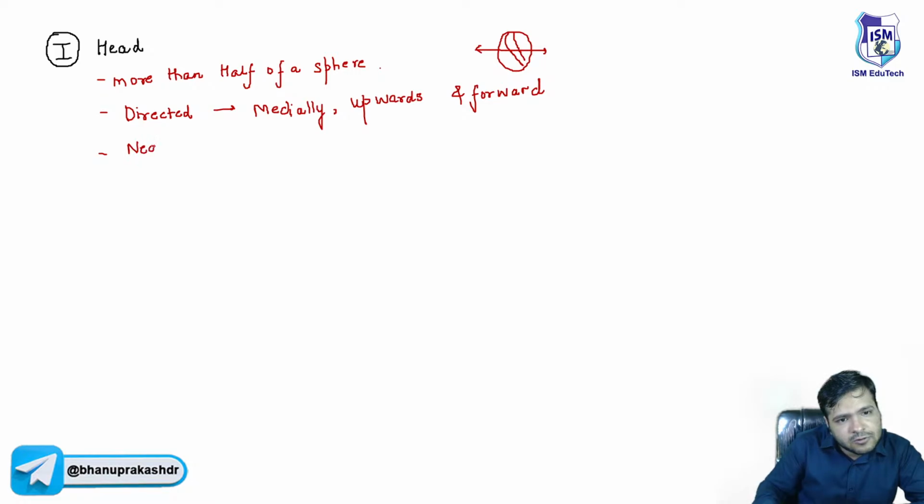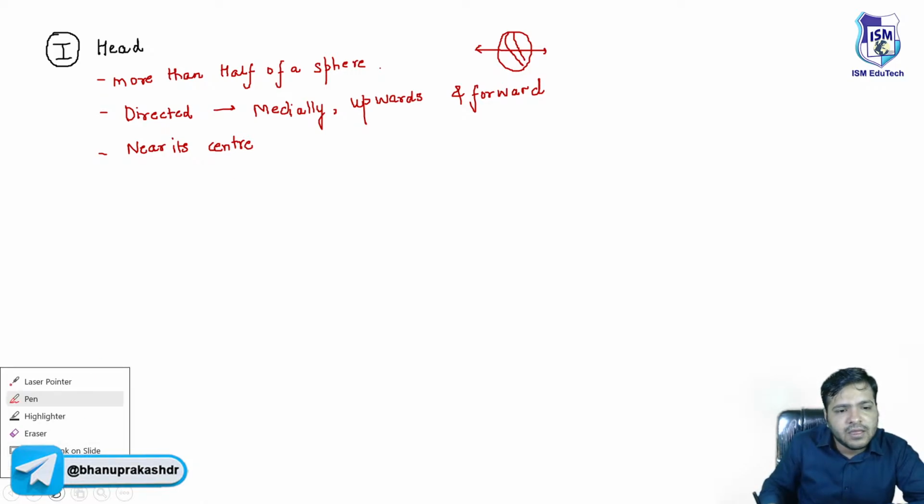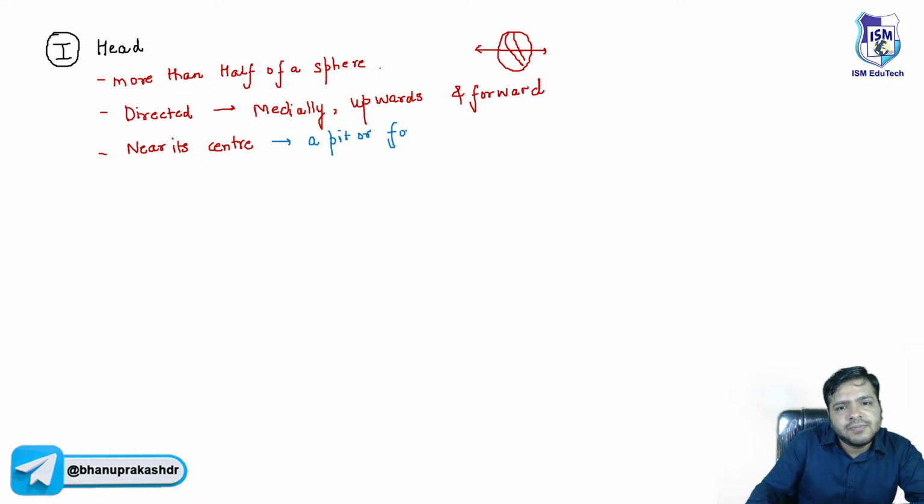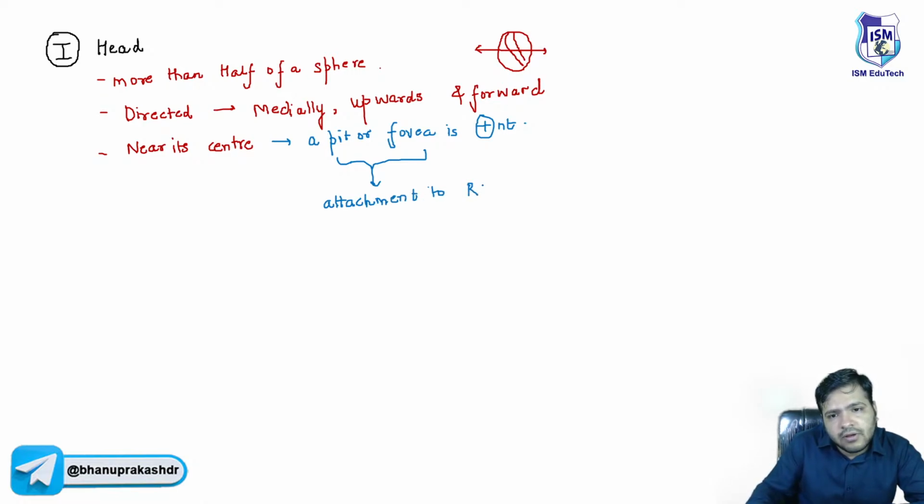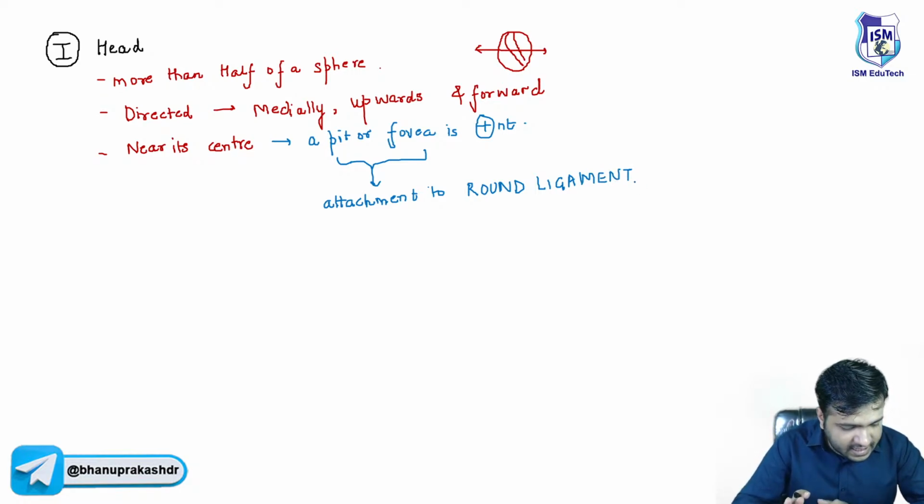Near its center beta, a pit or fovea is present. And remember beta, this pit or fovea gives attachment to the round ligament. That is very, very important. Just remember as of now that a ligament attaches to the pit or fovea, and that is called the round ligament.